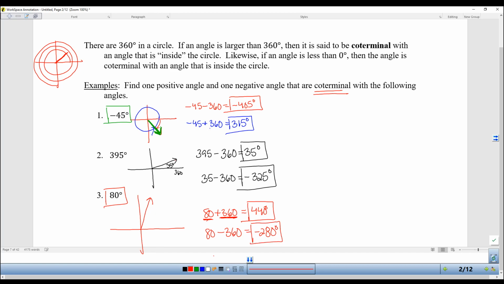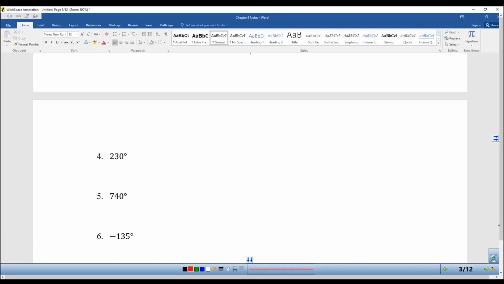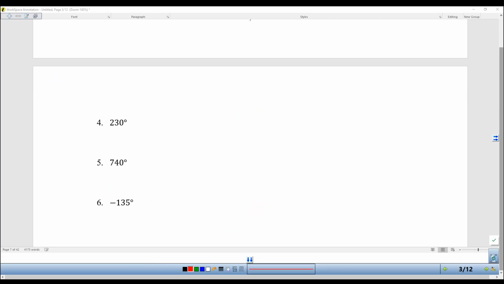Okay, there are 3 more to try on your own. But of course, I am going to do them for you. So I always like to draw just because I think you should be practicing where these angles are. So remember that this is 180 and this is 270. So 230 must be somewhere in here.